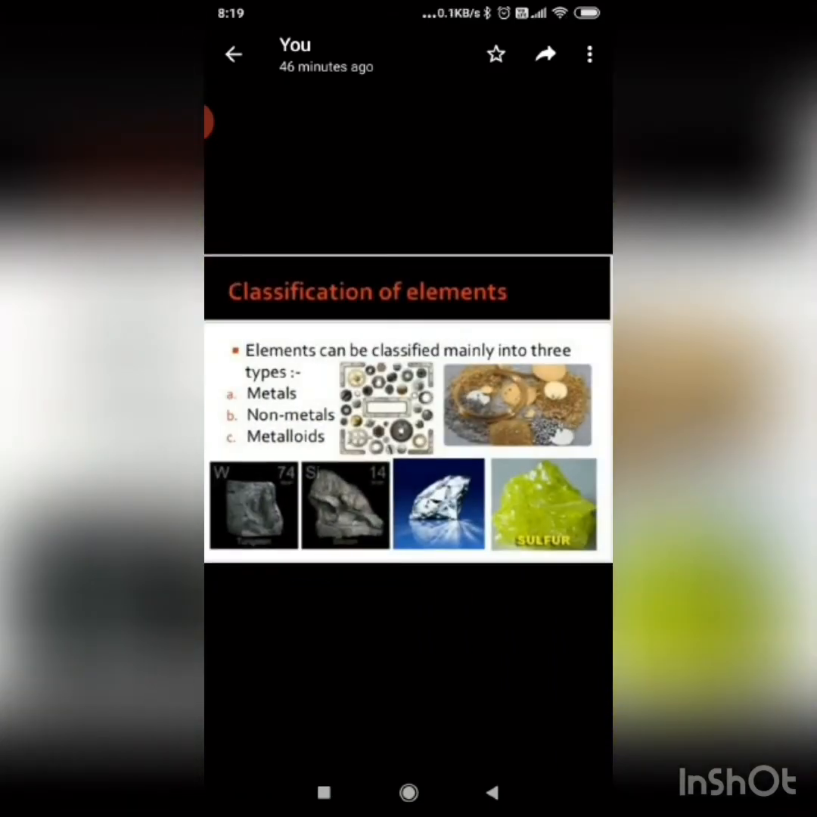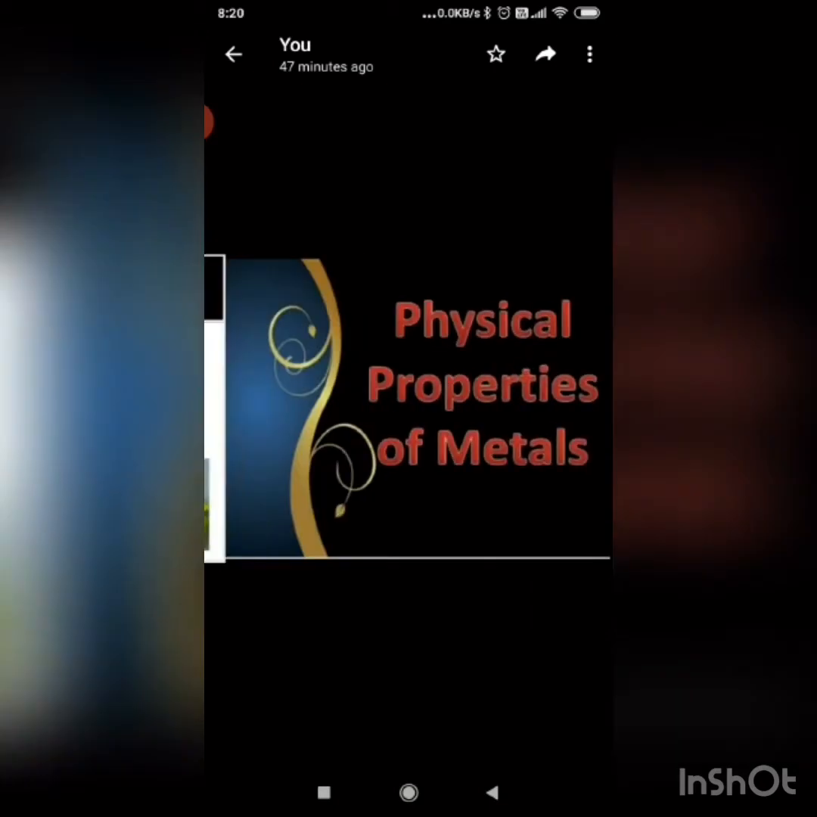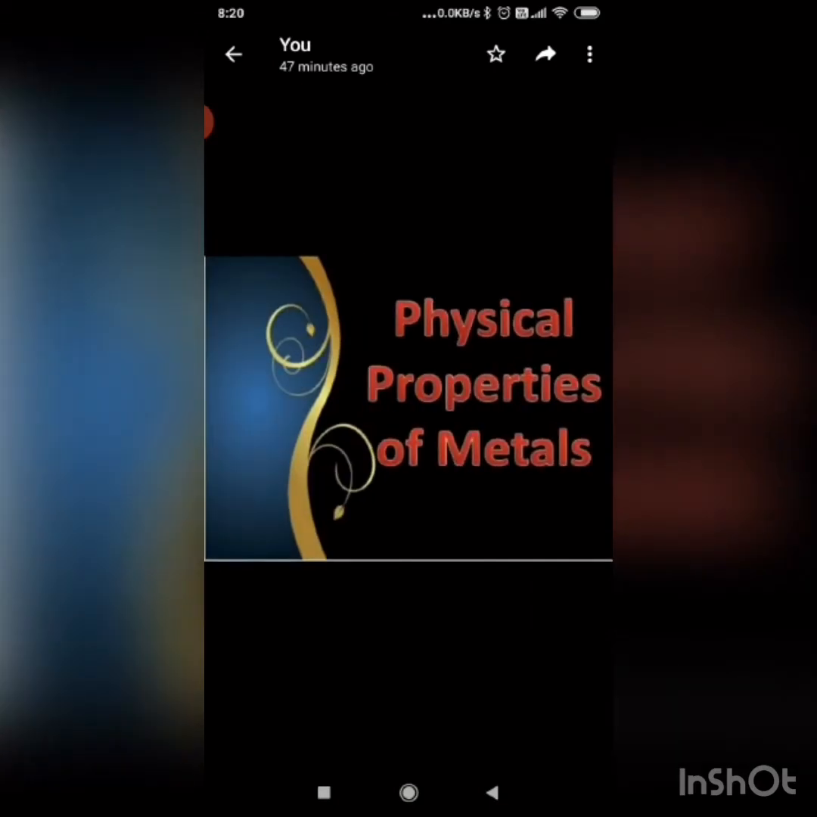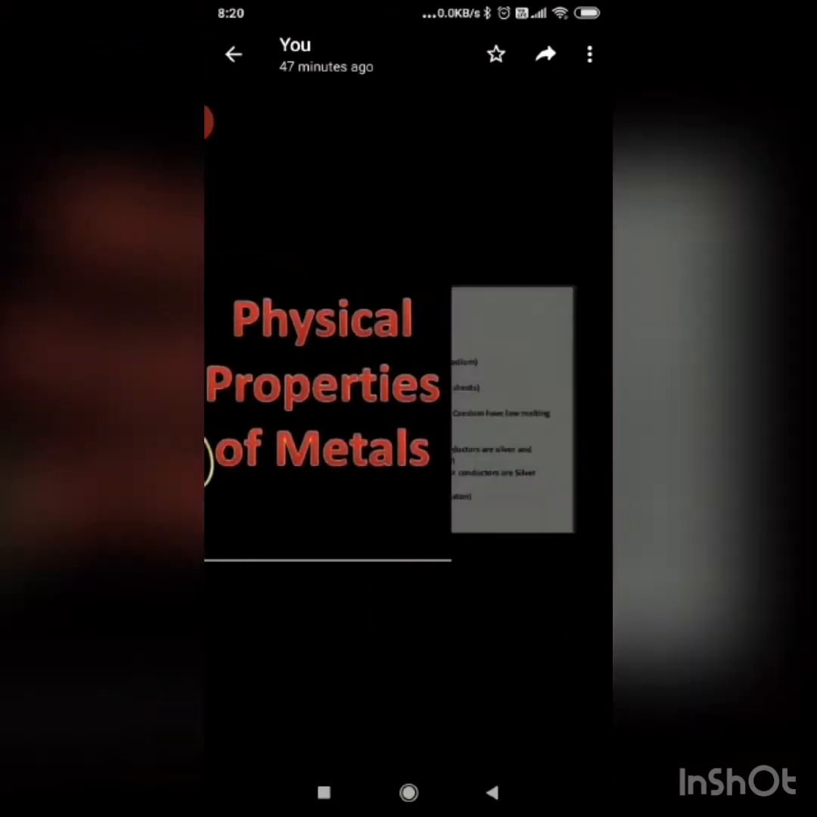So elements can be classified as metals, non-metals and metalloids on the basis of their properties. So what are metalloids? Elements which show properties of both metals and non-metals are called metalloids. Examples are silicon, arsenic, germanium, etc. Physical properties of metals. What are the physical properties of metals?